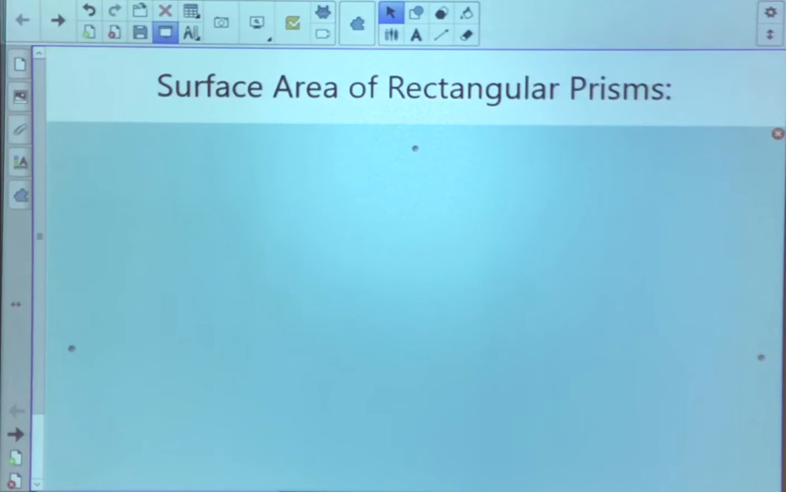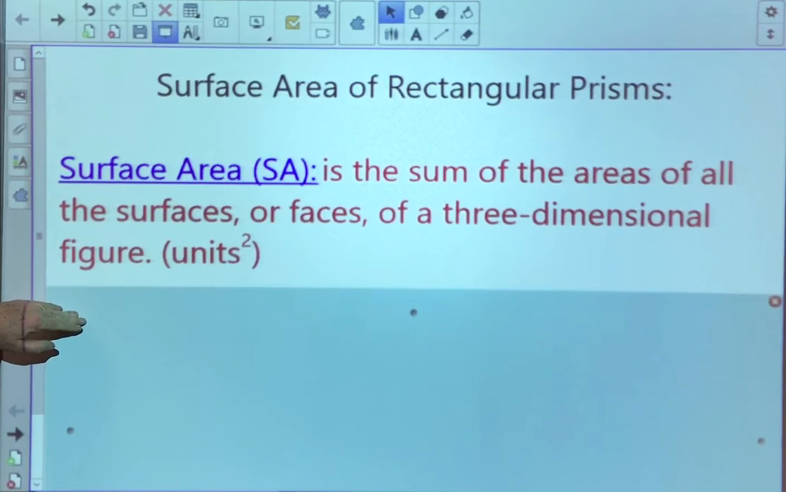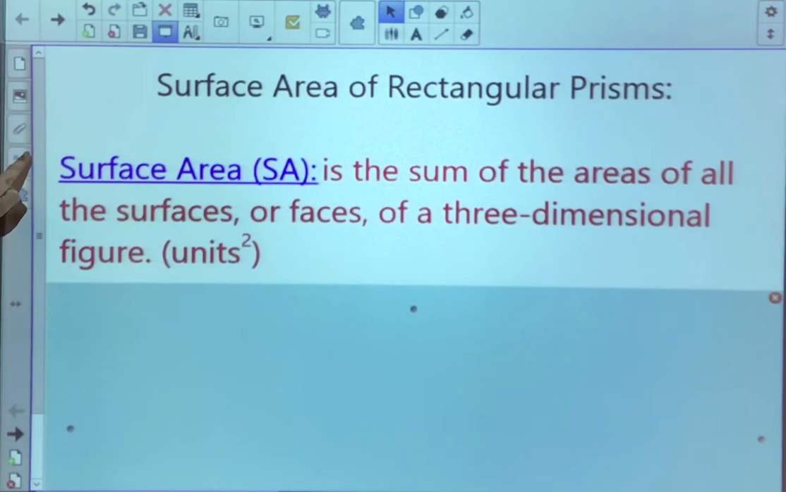Today I'd like to talk about the surface area of rectangular prisms. Surface area is the sum of the areas of all the surfaces or faces of a three-dimensional figure, and it's always in units squared. We're trying to see how many square units it takes to cover that surface completely.